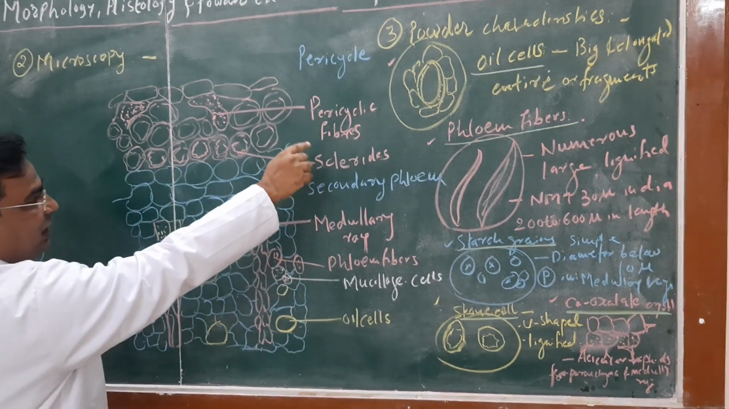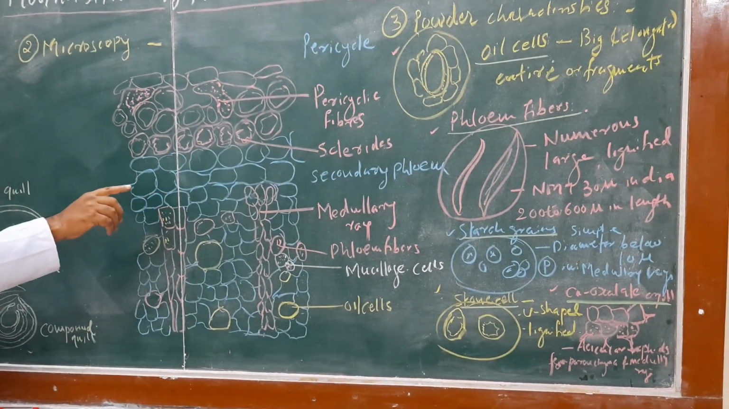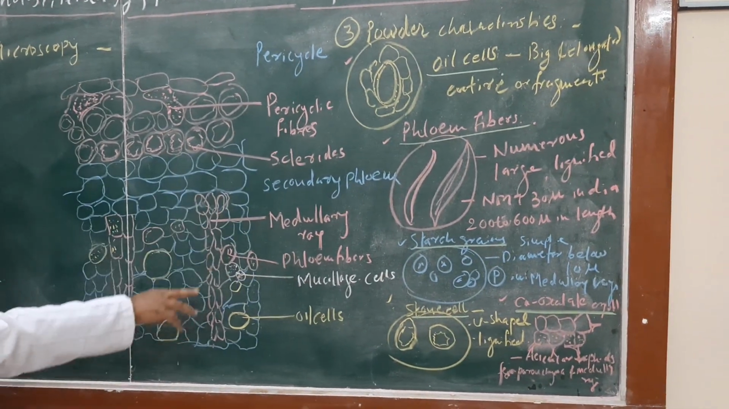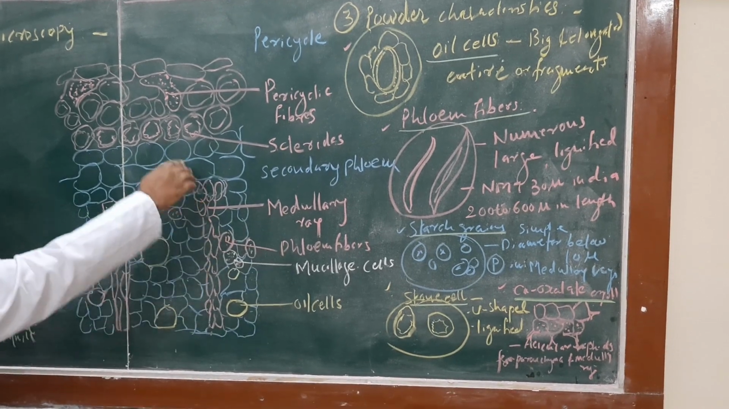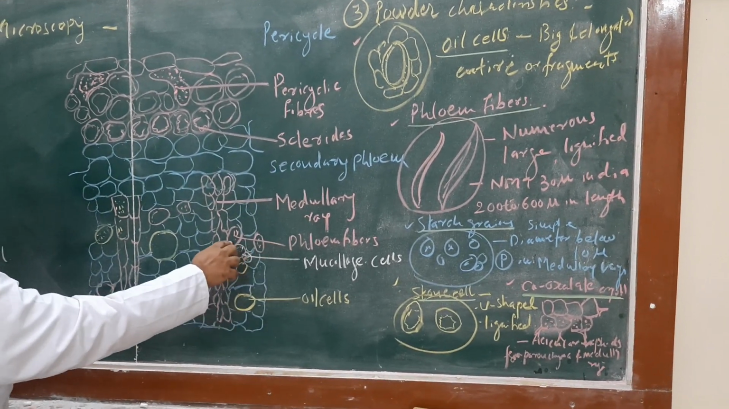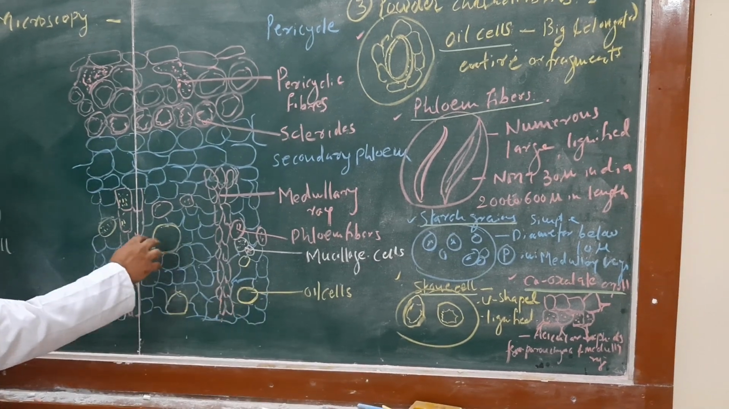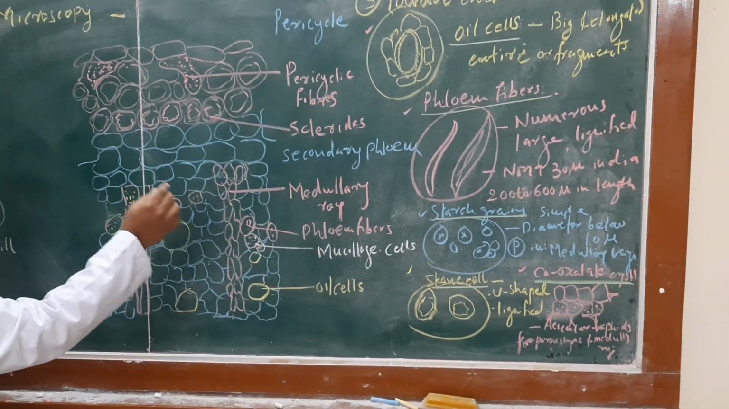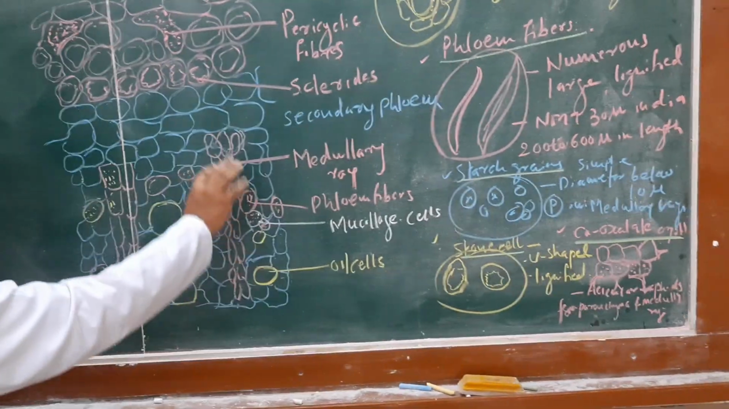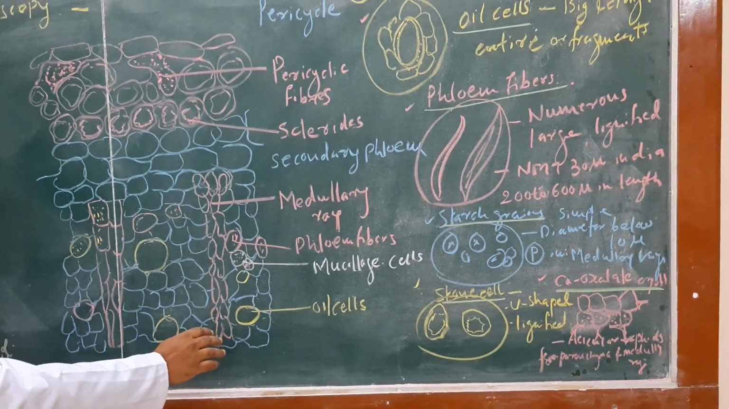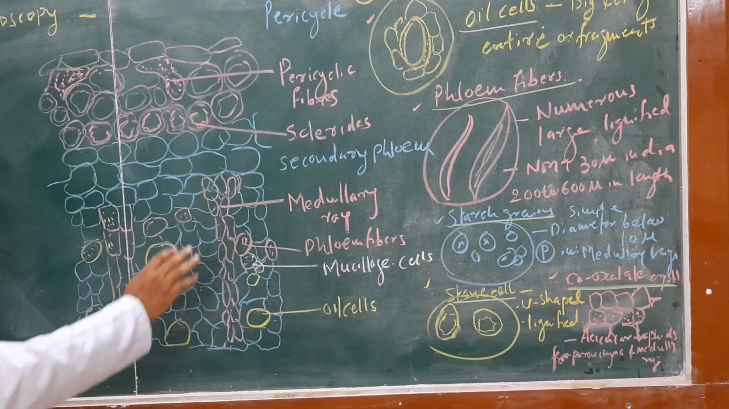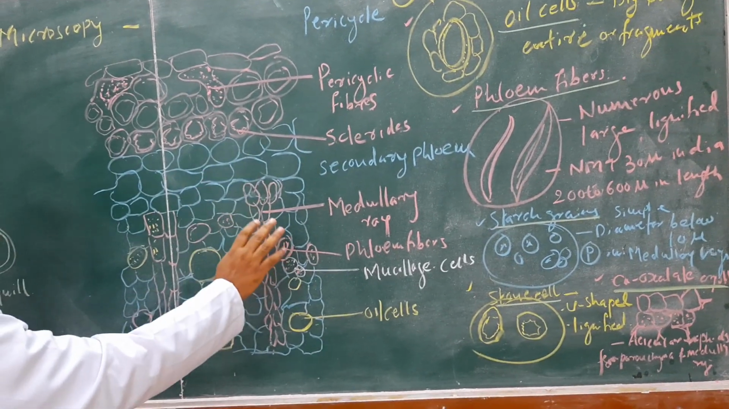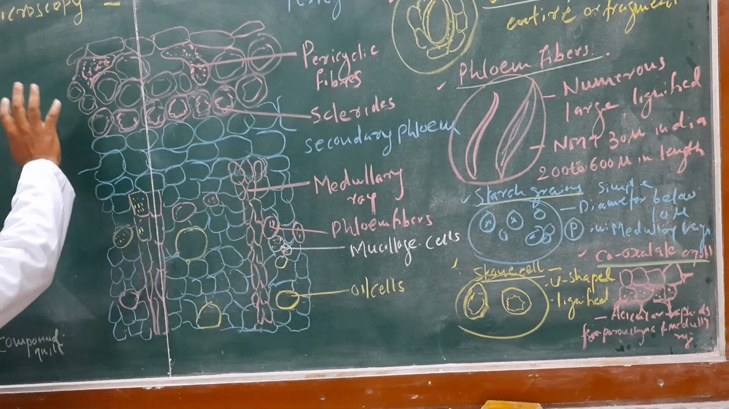Next to that are pericyclic fibers, which are again present. Then sclereids. Then here is the secondary phloem, which consists of medullary rays, phloem fibers, mucilage cells and oil cells. Oil cells are prominent. The role of medullary rays is conduction of water. Here they are biseriate, starting from the ground tissue and extending to the secondary phloem. So this is the microscopical study of cinnamon bark.